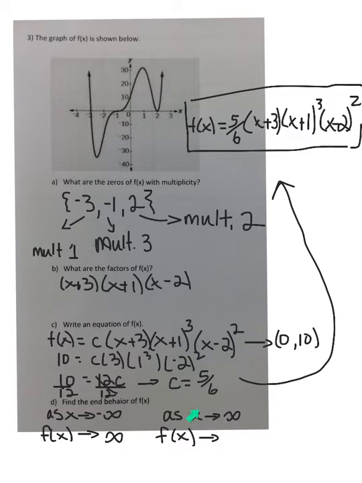Now, remember, this means look at the far right side of the graph. And if you look at the far right side of the graph, that's also going up. So then your answer here would also be +infinity.